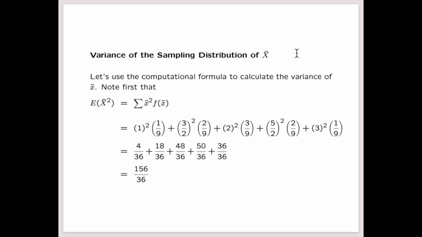Next, let's find the variance of the sampling distribution of X bar. We're going to use the computational formula to do this. The first thing I need to do is to find the expected value of X bar squared. By definition, that's the sum over the values of X bar in its sample space of X bar squared times the PMF of X bar evaluated at each of those values. And so we have 1 squared times 1 ninth plus 3 halves squared times 2 ninths plus 2 squared times 3 ninths plus 5 halves squared times 2 ninths plus 3 squared times 1 ninth. When we do that calculation, it turns out to be 156 over 36. I'll leave it as a fraction over 36. So we found the expected value of X bar squared.